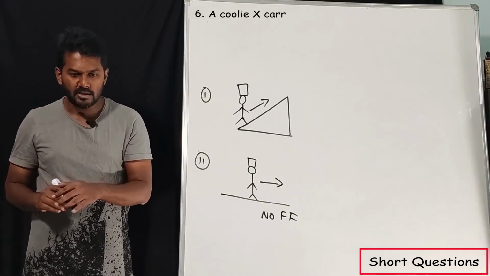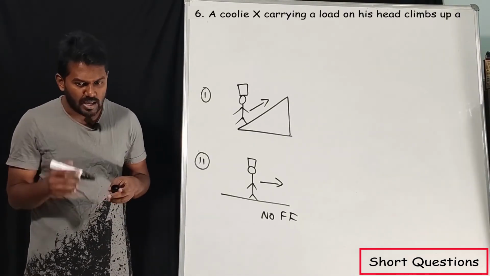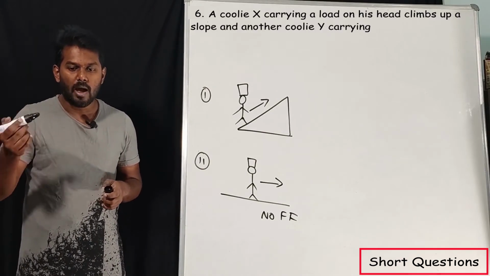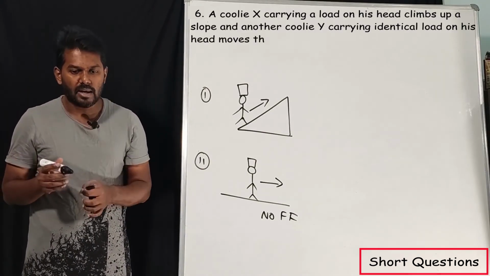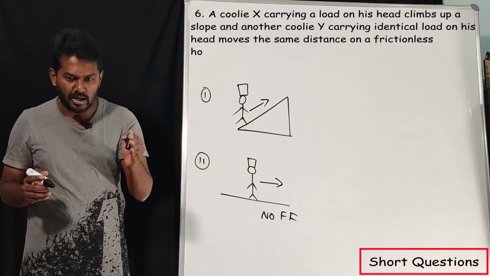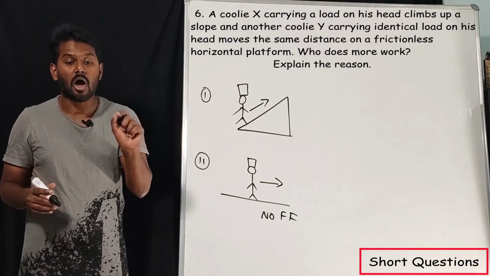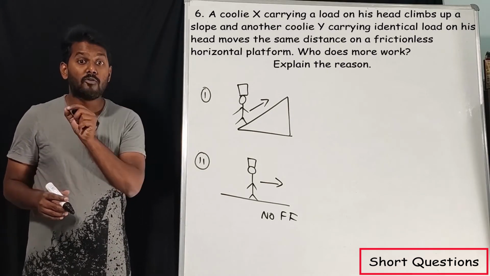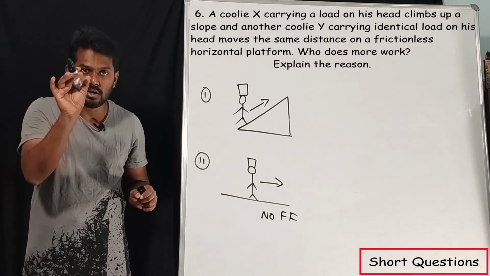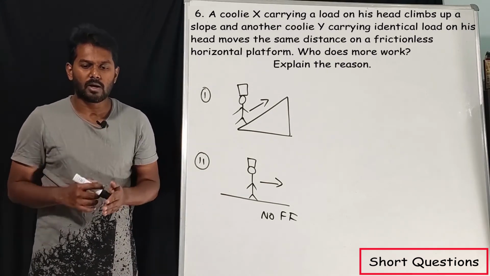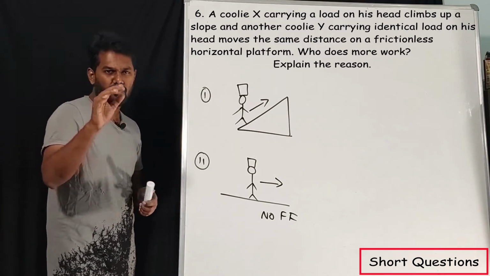A coolie X carrying a load on his head climbs up a slope, and another coolie Y carrying an identical load on his head moves in the same direction on a frictionless horizontal platform. That word frictionless is very important. Who does more work? Explain the reason. Very simple.